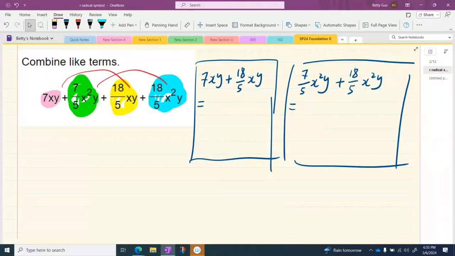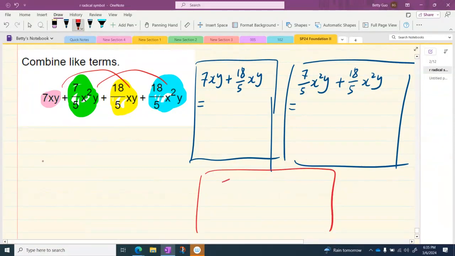So to combine in the first box, we need to deal with 7 plus 18/5. Combine like terms is to combine their coefficients. The coefficient of the pink is 7. The coefficient of yellow is 18/5. We are going to combine those two numbers. So we need to know what is 7 plus 18/5. 7 can be written as 7/1.